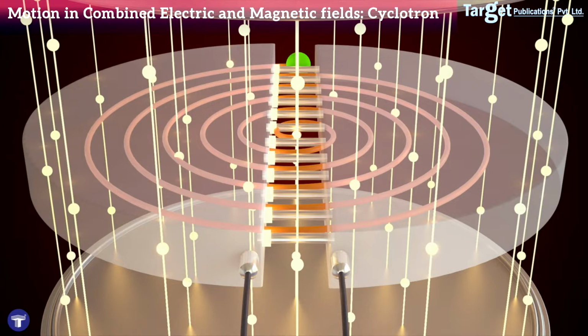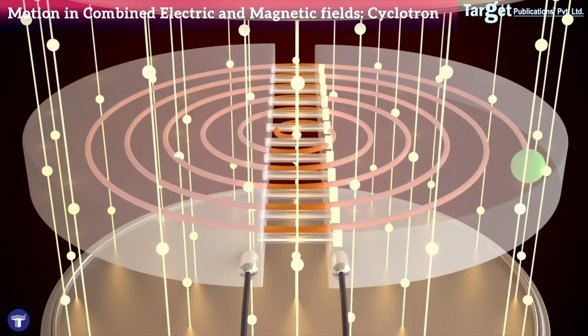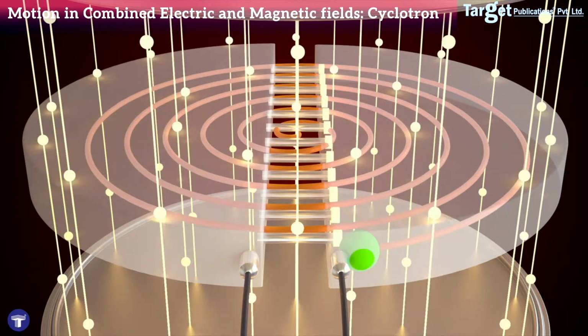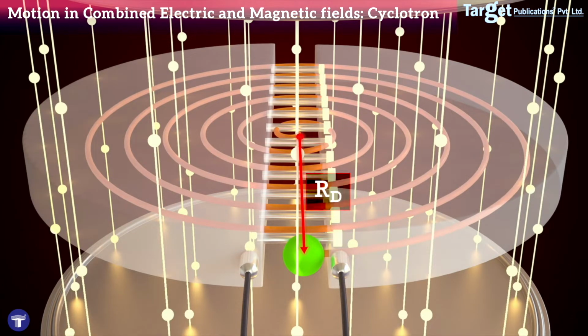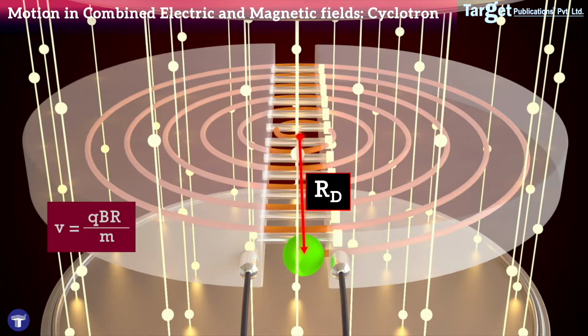The increase in their kinetic energy is qV each time they cross from one D to another. Finally, they are accelerated across the Ds until they have the required energy to have a radius approximately that of the Ds. They then leave the system with a velocity v is equal to qBR upon m. Here R is the radius of the trajectory at the exit and equals the radius of the D.